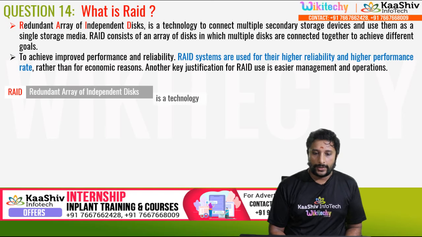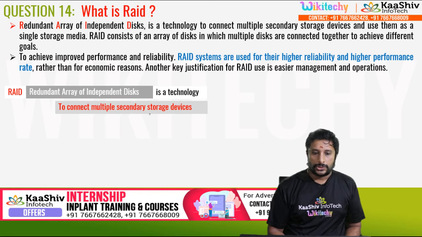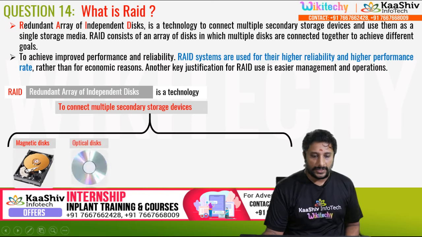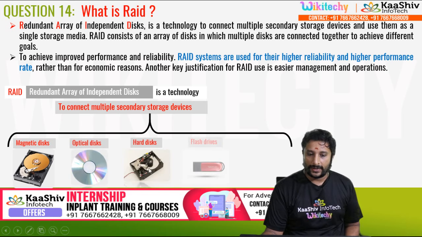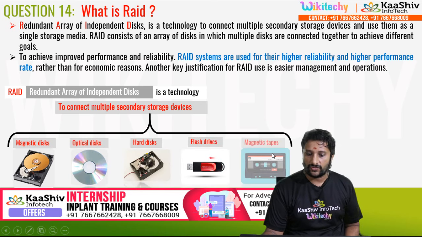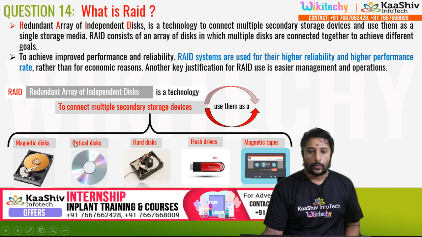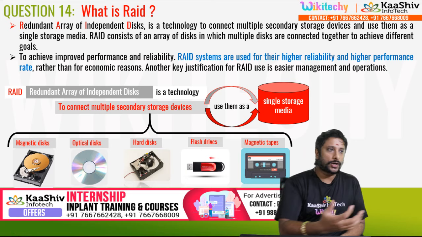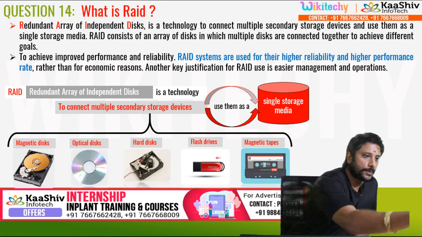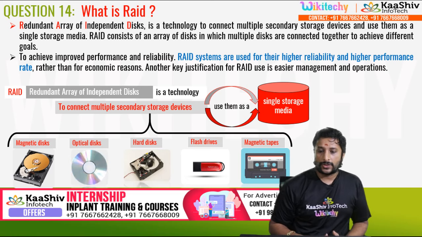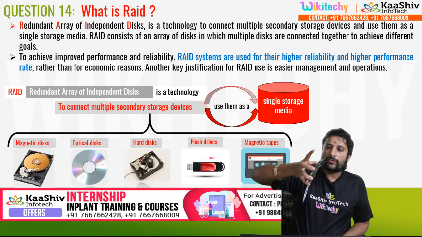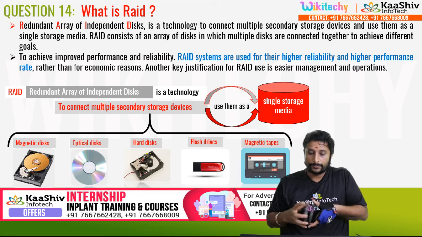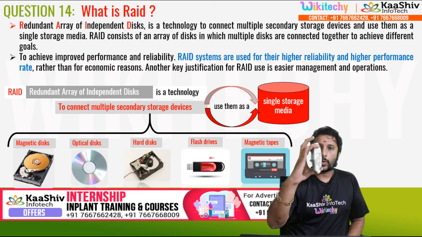RAID is a technology to connect multiple secondary storage devices. You are able to see a magnetic disk, an optical disk, hard disk, flash drives and magnetic tapes. So for these disks, how are they arranged? The concept is a redundant array of inexpensive disks. You have lots of disks here. This is called a RAID disk.